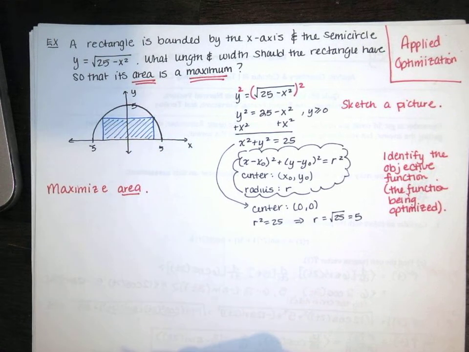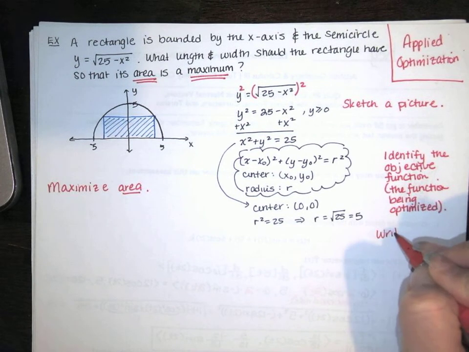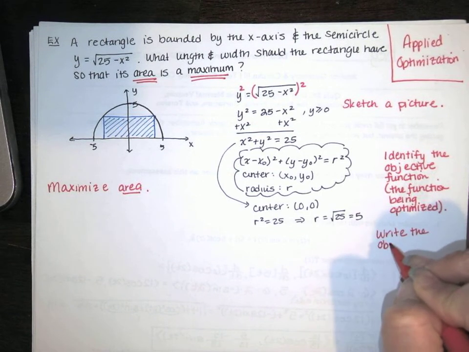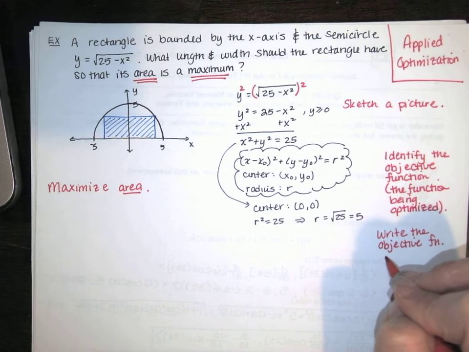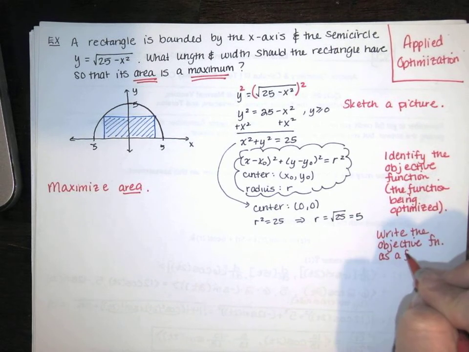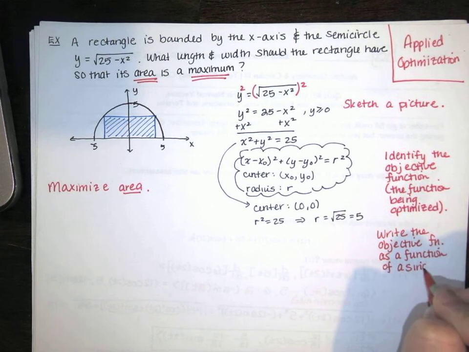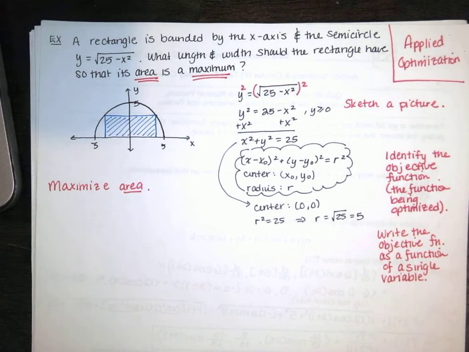So area is our objective function. Now, in order to maximize it, we need to write area as a function of a single variable. So we need to write the objective function, which in this case represents area. Now, right now, it might not be a function of a single variable.